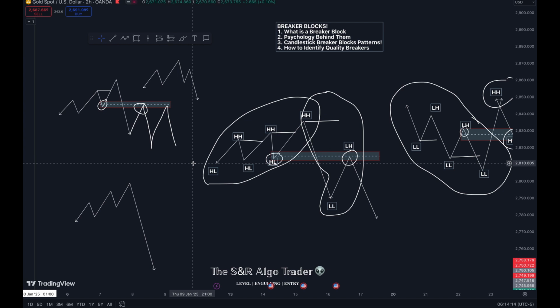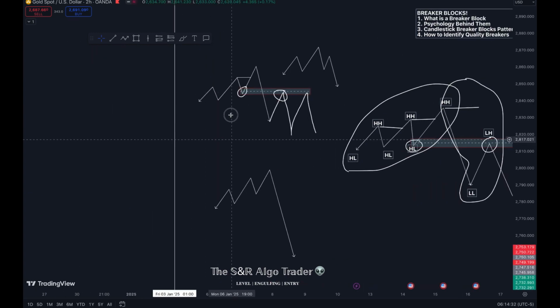Then sometimes the breaker block will be in line with a fair value gap. The market will fill the fair value gap, tap into the breaker, then start dropping or start pushing up. So without wasting much time, let's go to the chart for some real chart examples.